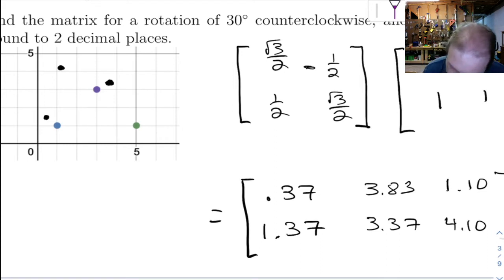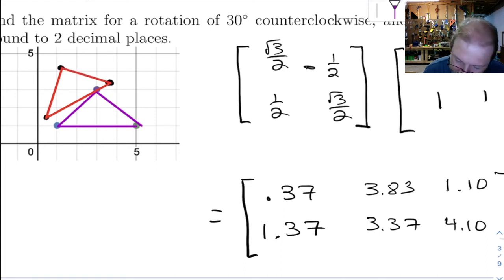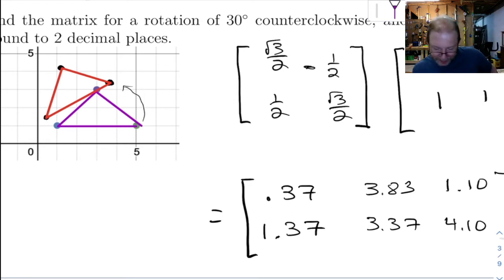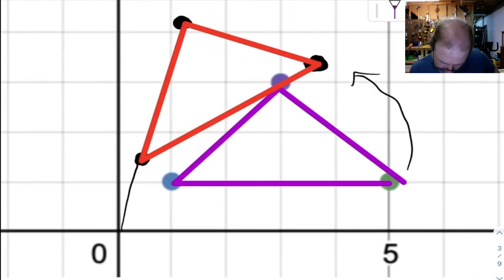Now I'm going to connect the original thing with some lines. This was the original, and the image is this. And for each one of those points, they moved 30 degrees around the origin. So like here, if I were to draw in this line and this line, that would be our 30-degree angle there.